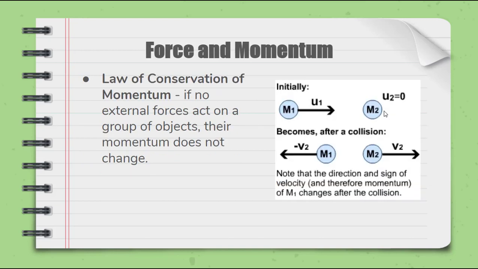Let's talk a little bit about the law of conservation of momentum. If no external forces act on a group of objects, their momentum does not change. So if object 1 here, with the velocity of 1, collides with mass number 2, which is at rest, the momentum that initially existed in mass 1 is neither gained nor lost after the collision. Some of the velocity is just transferred to object number 2, while object 1 would move in the opposite direction. So long story short, just keep in mind that momentum does not change in objects instantaneously after a collision.